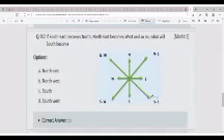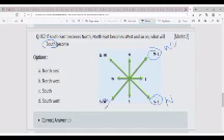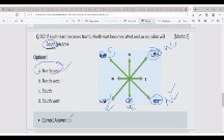Now, southeast becomes north, northeast becomes west, and so on. So what will south become? South will change to what? If this is west, then this one will be east. If this one is north, then this will be south. So they are asking what south will become. It is between north and east, so it will become northeast. So the answer is option A, northeast.